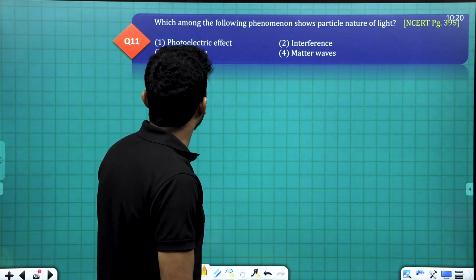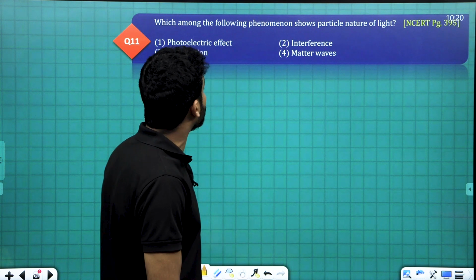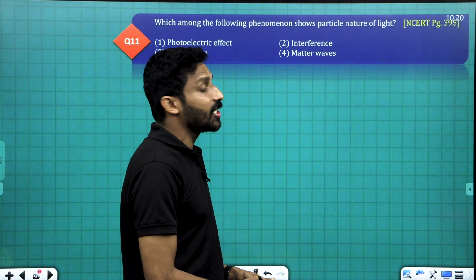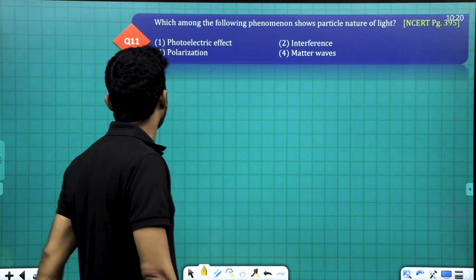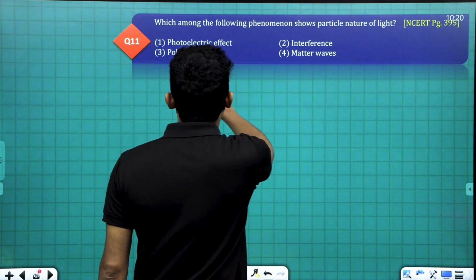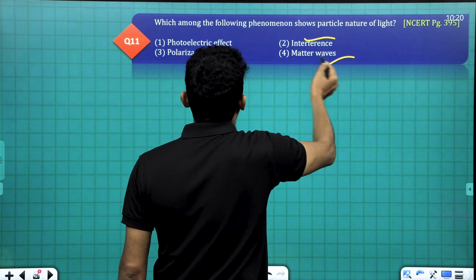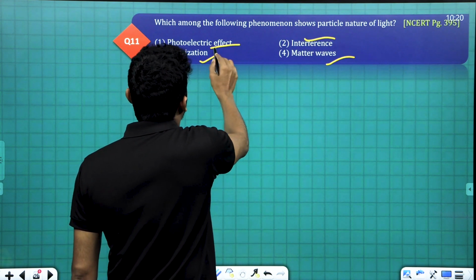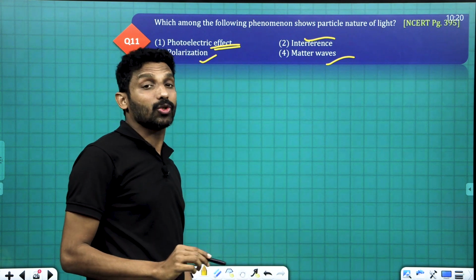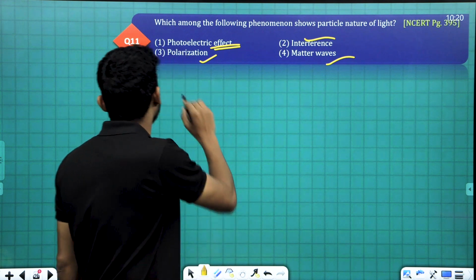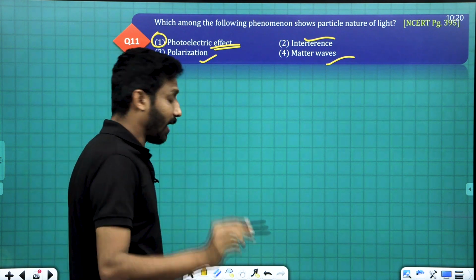11th, which among the following phenomena shows particle nature of light? Photoelectric effect, interference, polarization, matter waves. All these, except the photoelectric effect, are wave nature, and the particle nature of radiation is understood by the phenomenon of photoelectric effect. So the answer is option A.